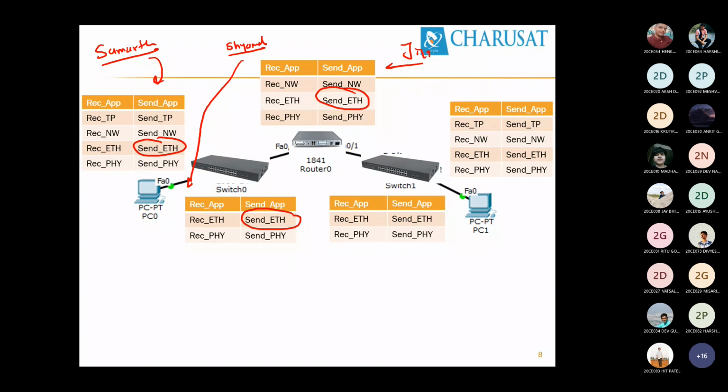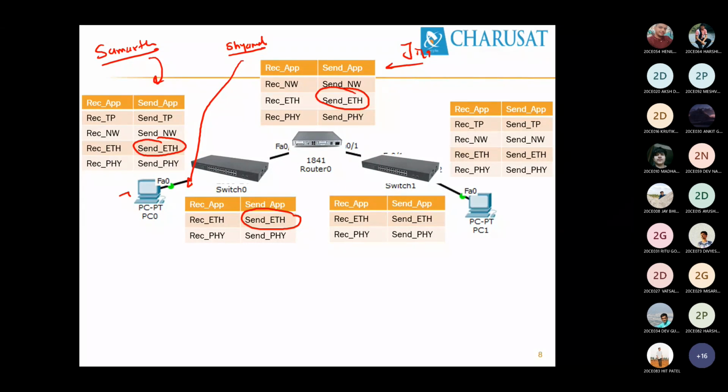Then we started to discuss the functionality of send Ethernet. What does it do? It has to prepare the header. The header has two fields, source MAC address and destination MAC address. For the source MAC address, it calls an API in this PC0 and gets the source MAC address. But to get the destination MAC address, what does it do?